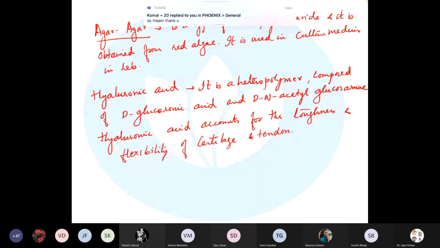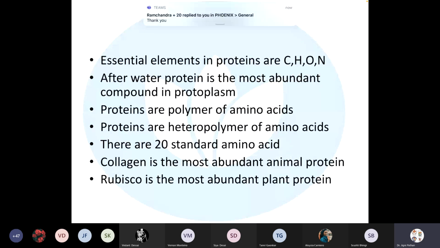Next. So this is about carbohydrate. We are done with the carbohydrate. Next, we are moving to the second part, that is protein. Let's study about the protein. So can you see the slide of protein, everyone?